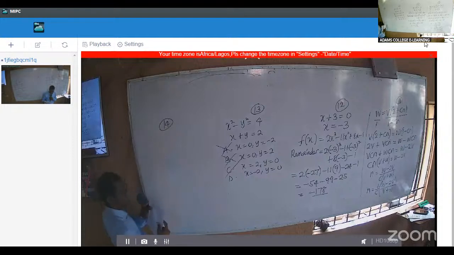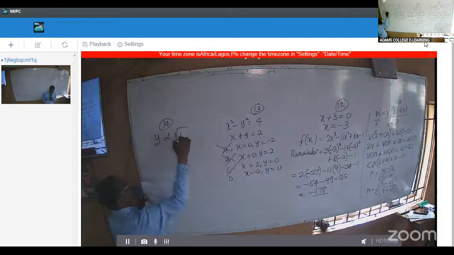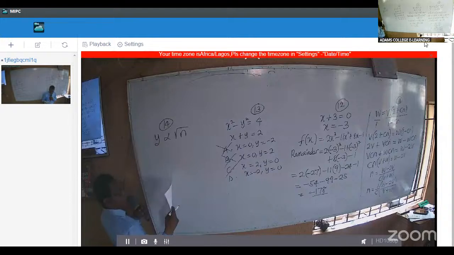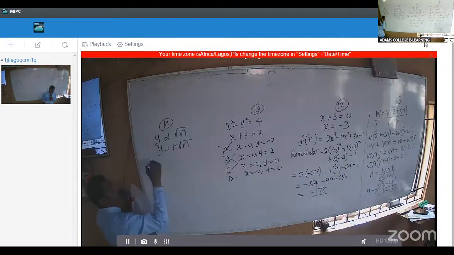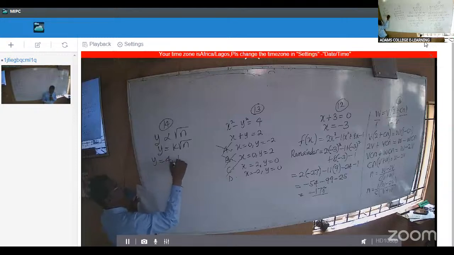14. If y varies directly as the square root of n, y is 4 when n is 4. So to remove the variation sign, I will say y equals k root n. Then I'll put n to be 4 and y is 4. So I have 4 equals k root 4. I'll go and look for my k.